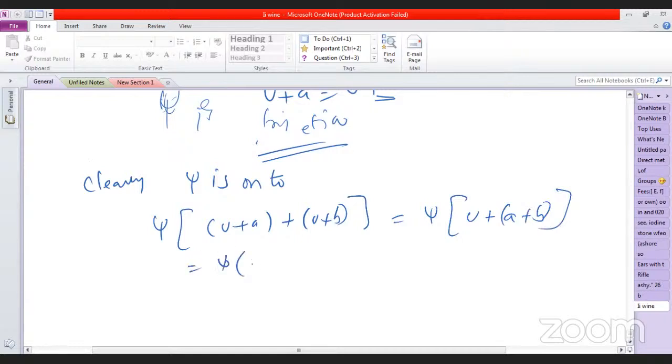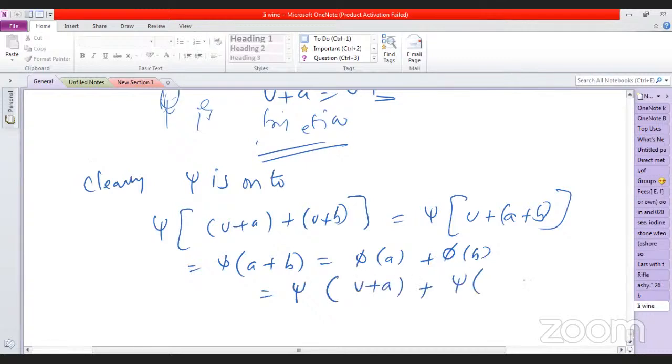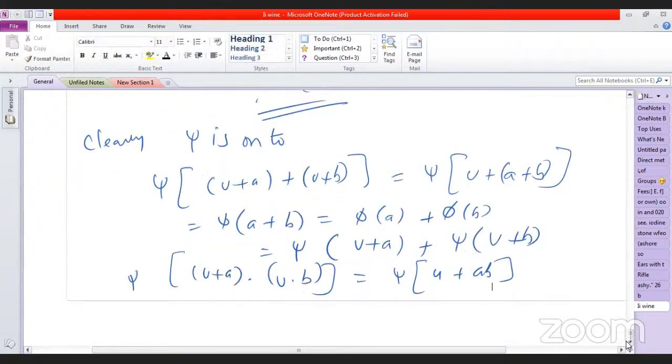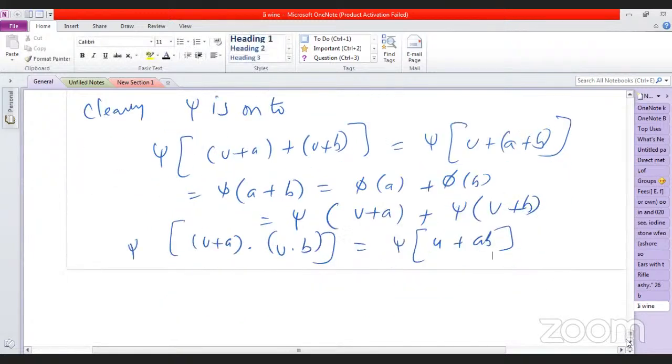Phi of a plus b is equal to phi of a plus phi of b. We can do this as psi of u plus a, psi of u plus b. Last question. I'm doing multiplication here. Is it correct? U of a plus b.